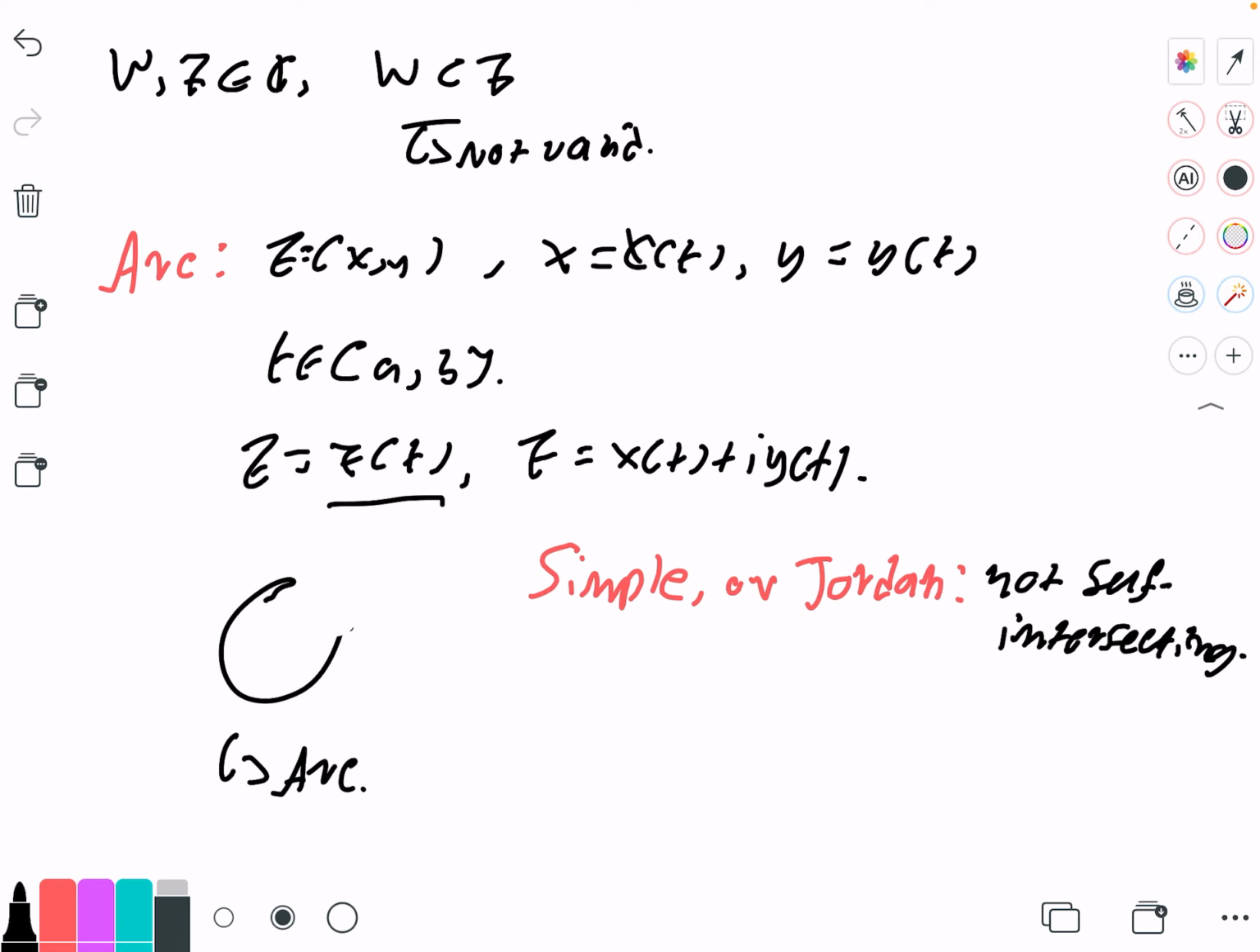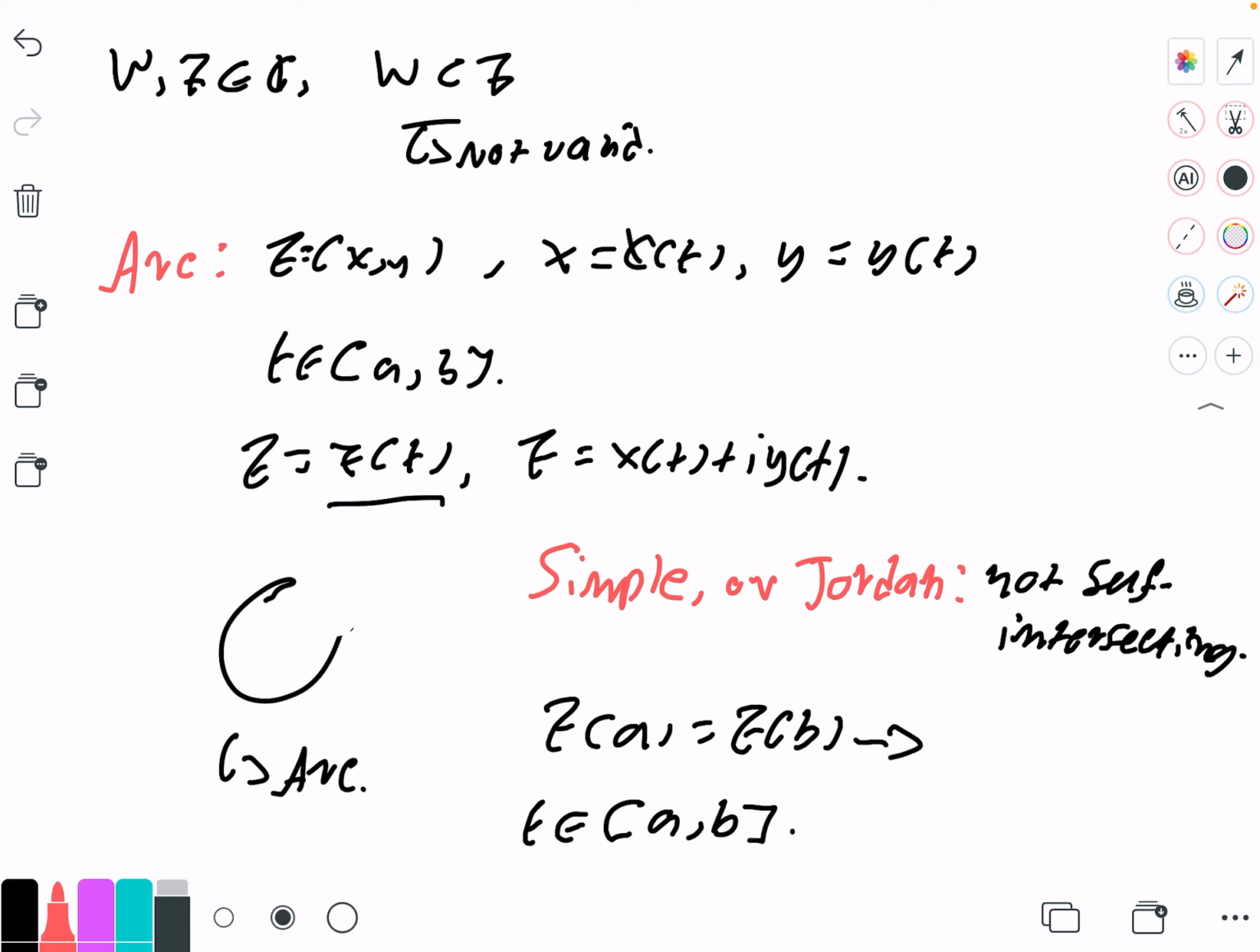If an arc is simple everywhere except at its endpoints, so if z of a equals z of b, where t is defined on the closed interval a, b, right? If this is true, then we call it a simple closed curve. These are arcs, and this is also called a Jordan curve. So simple closed curve and Jordan curve are the same thing.